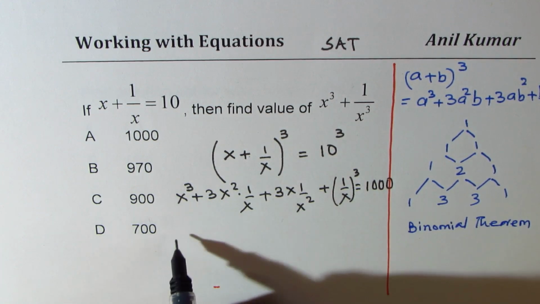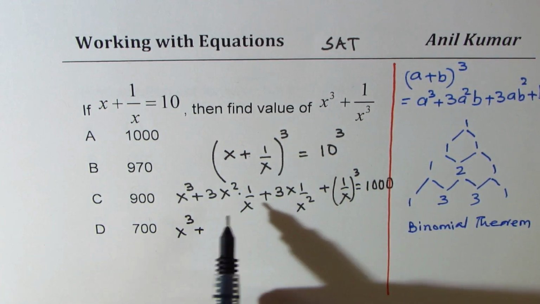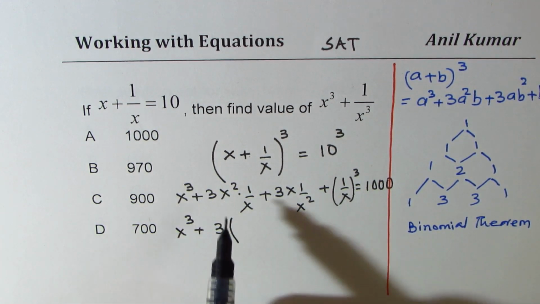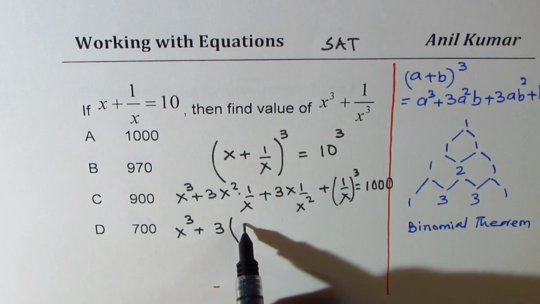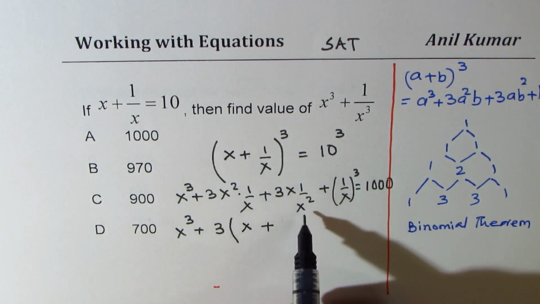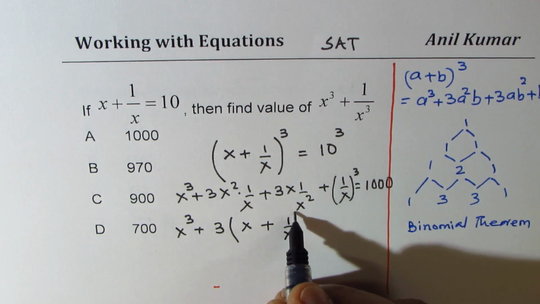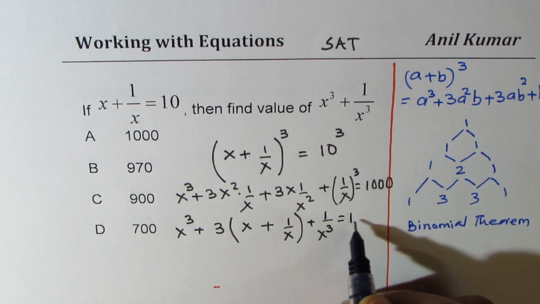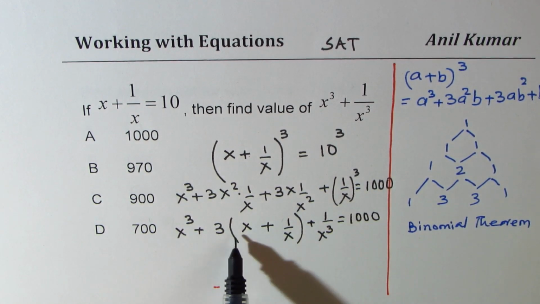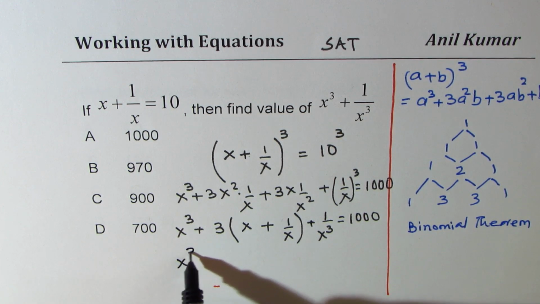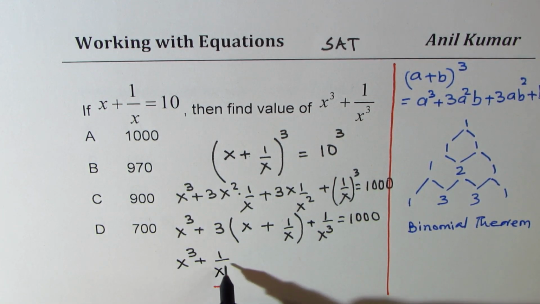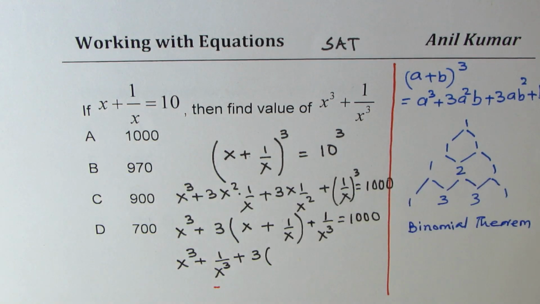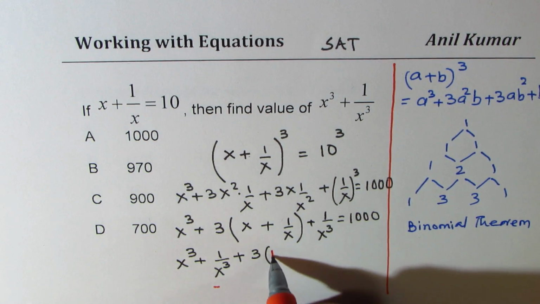Now we get the terms x cubed plus, here we can take 3 common, and what do you get inside? x squared over x is x, plus x times 1 over x squared is 1 over x. Do you see that beauty? And what we have here is 1 over x cubed, and everything is equal to 1000. Now we know what this is. That means x cubed plus 1 over x cubed, and this term here is plus 3 times, we'll substitute the value 10, correct? We are given this value as 10.